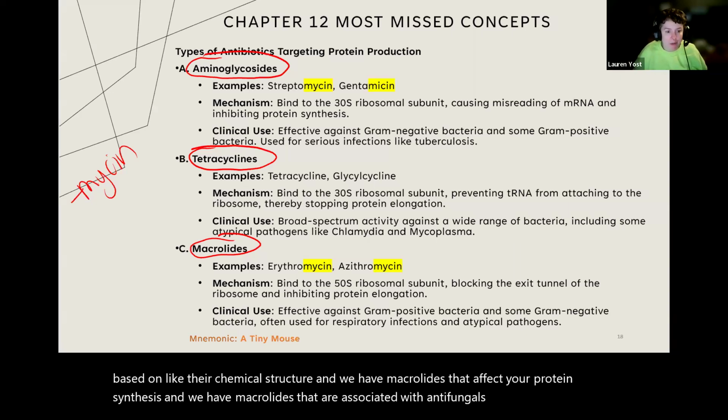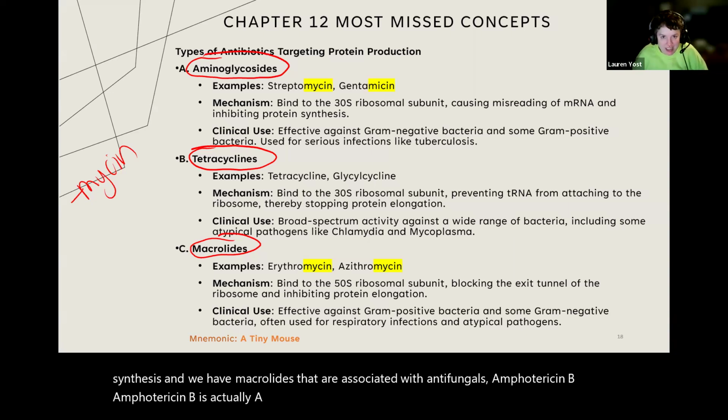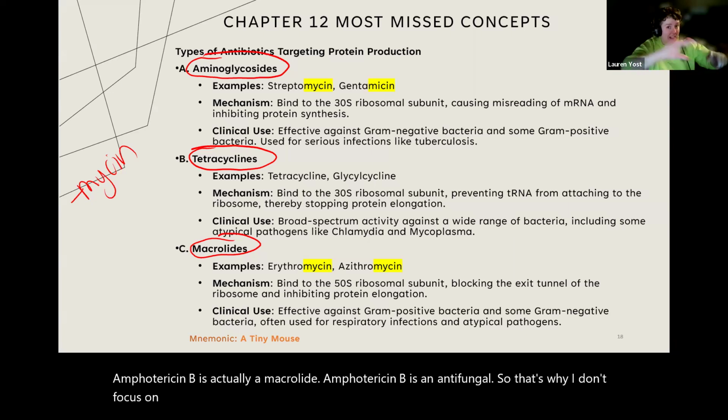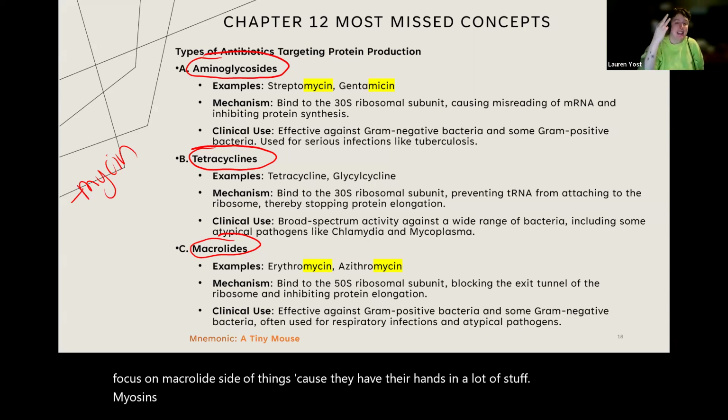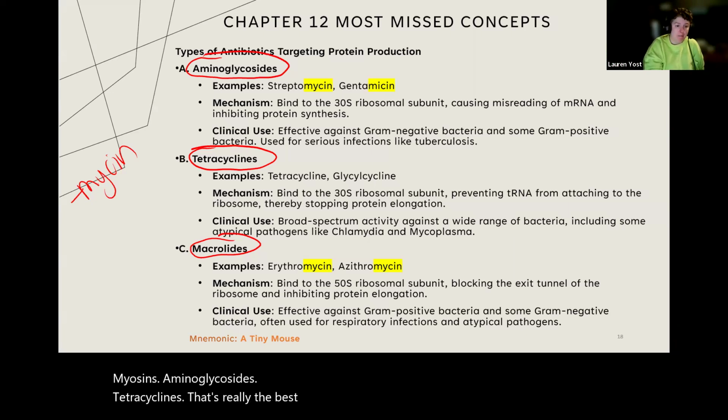Amphotericin B is actually a macrolide. Amphotericin B is an antifungal. So that's why I don't focus on the macrolide side of things, because they have their hands in a lot of stuff. Mycins, aminoglycosides, tetracyclines. That's really the best way to break it down.